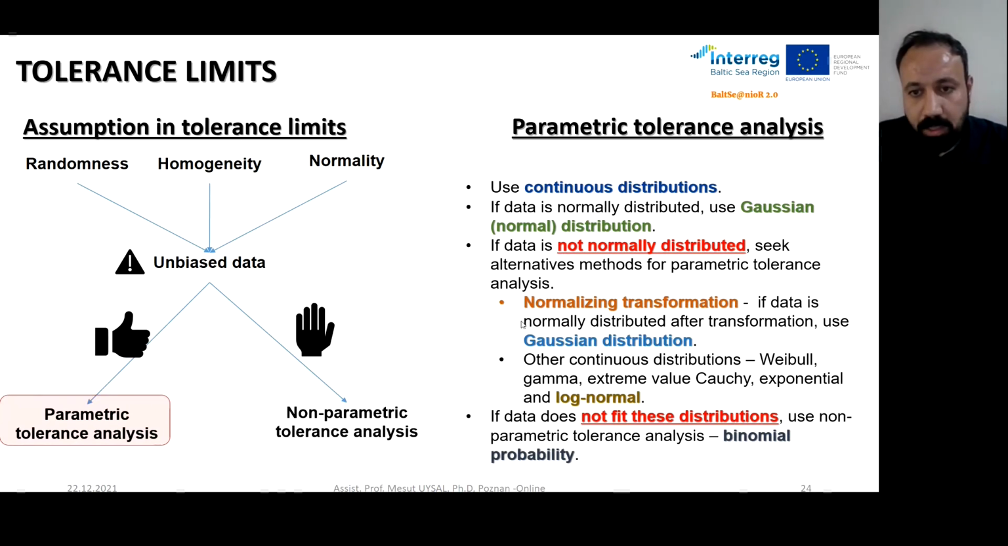If my data doesn't fit any continuous distribution here, normal distribution, Gaussian distribution, Weibull distribution, gamma distribution, log normal distribution, if it doesn't fit any one, I need to use binomial probability, which is what I am using in the non-parametric tolerance analysis. This non-parametric tolerance analysis is more conservative, because generally it gives us the worst case scenario or lowest data in our data set. So that's why we try to stay in this area to use this distribution.